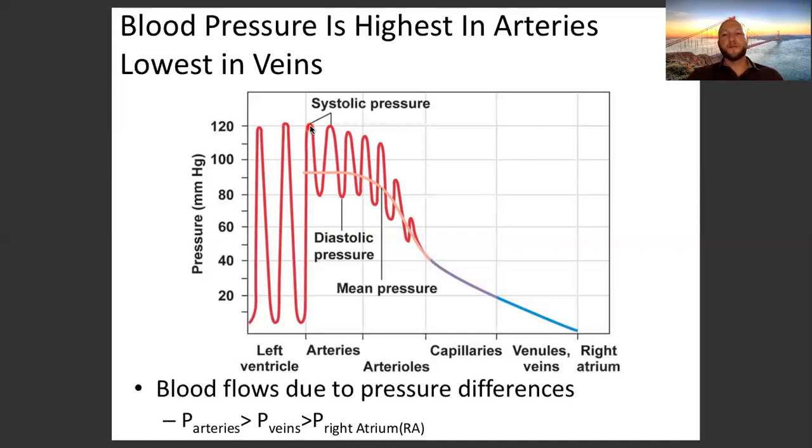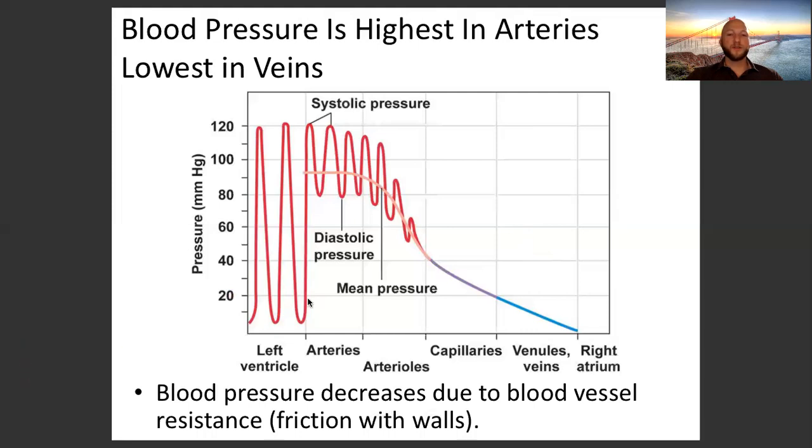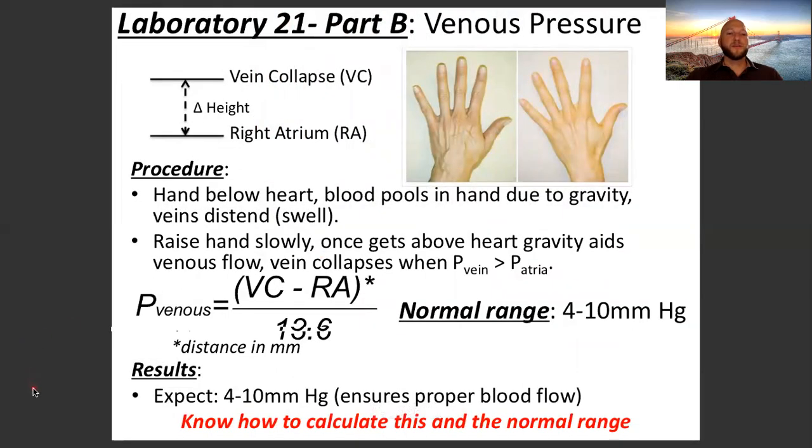Also remember what I mentioned last video. The reason why blood pressure decreases as you move through the circulatory system is resistance. The more resistance you encounter, the faster that pressure is going to drop. So here we have our aorta fluctuating between about 120 and 80 in a textbook case. And as we move into the arterioles and the capillaries, that pressure goes down and down and down all the way back to the right atrium. So right here, blood pressure decreases due to blood vessel resistance, friction with the walls. Venous pressure is relatively low. It is above zero, but relatively low. 4 to 10 is a good range.